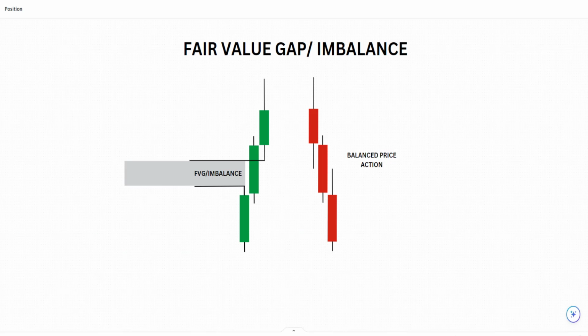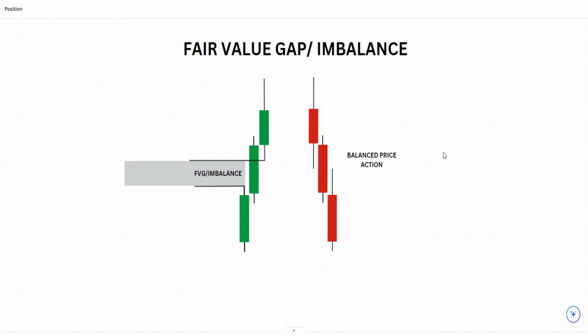So let's start by explaining what is a fair value gap. Now you have to understand that every time price is moving, you see price delivering liquidity in fractals. Right here we have these candlesticks representing a bullish run, and then this is representing a bearish run. A fair value gap is simply an imbalance in price action.